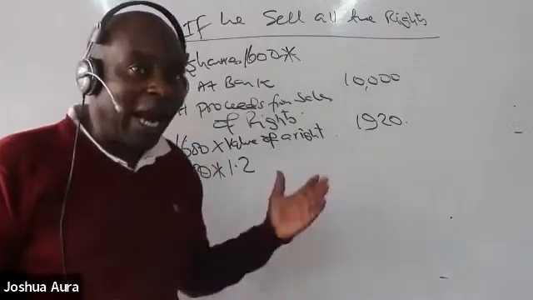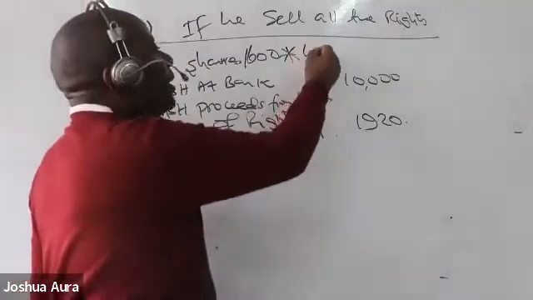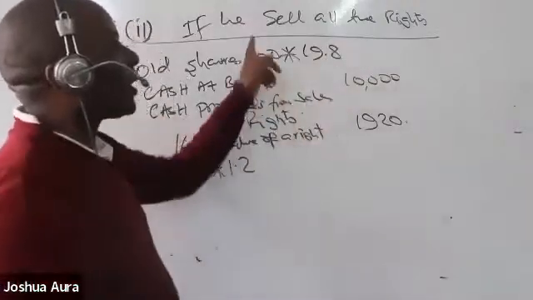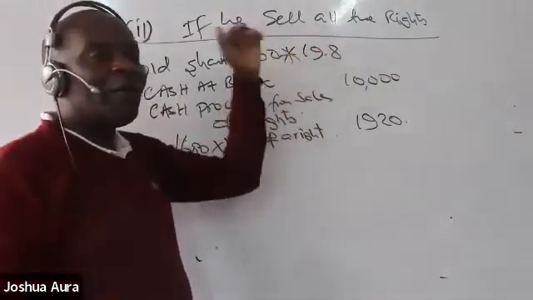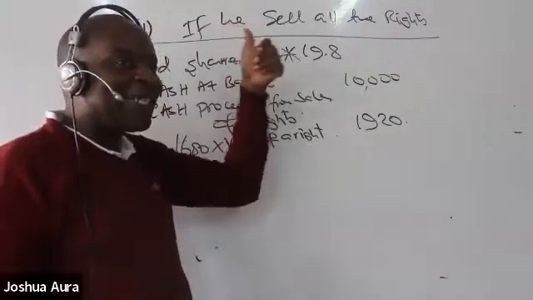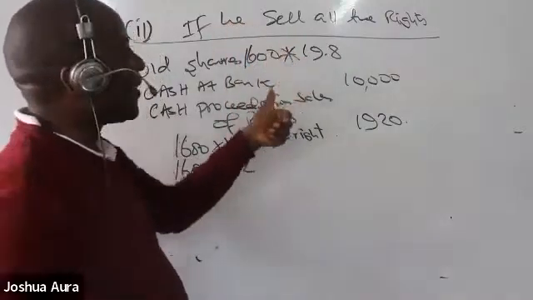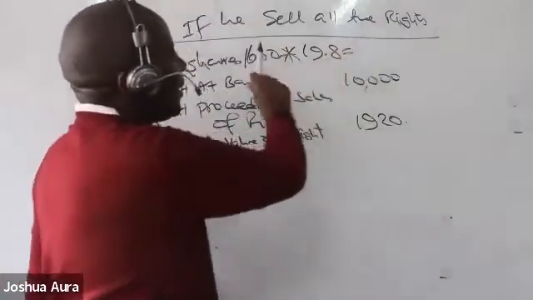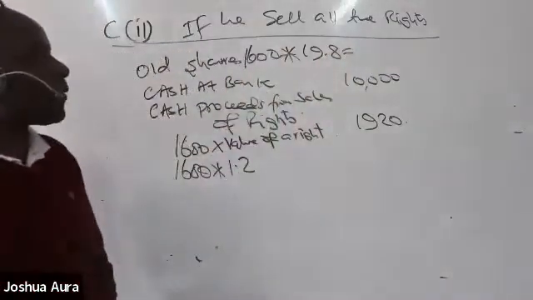Always in this mathematics, because you are issuing what here, somebody? Rights. And that is why method 2 above, even for the other question, will be 19.8. So could you kindly give me this figure? 1,600 times 19.8 gives me how much?